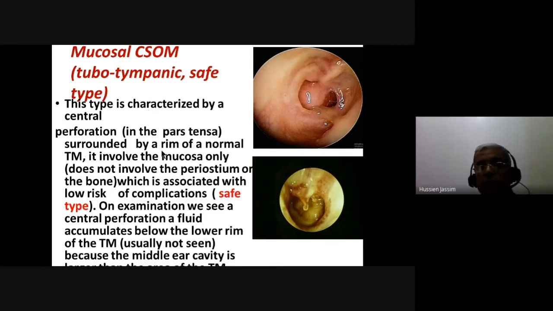It is characterized by central perforation. We always have a central perforation surrounded by a rim of tympanic membrane, all around there is a rim of tympanic membrane, so this perforation has no direct contact with the bone. The annulus is the cutoff. If we lose the annulus of the tympanic membrane, it means this perforation has direct contact with the bone, and we get osteitis and it will turn into the unsafe type. This is the marginal perforation, the type of perforation we call marginal.